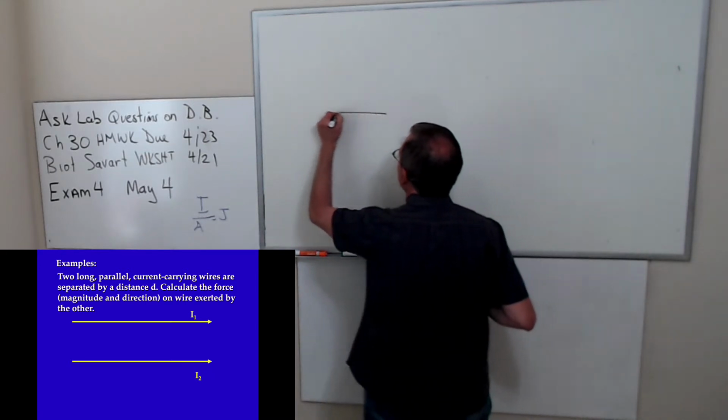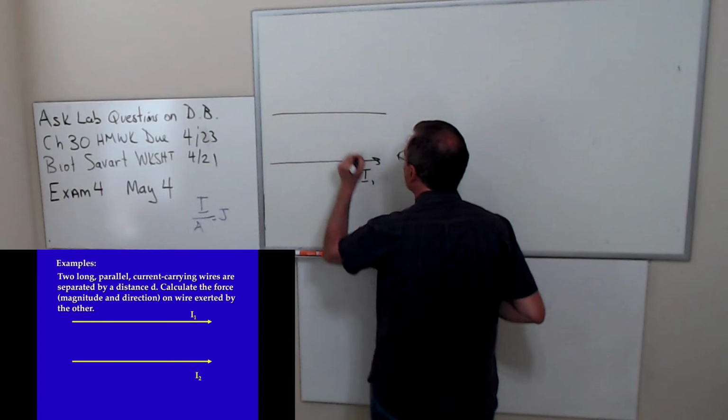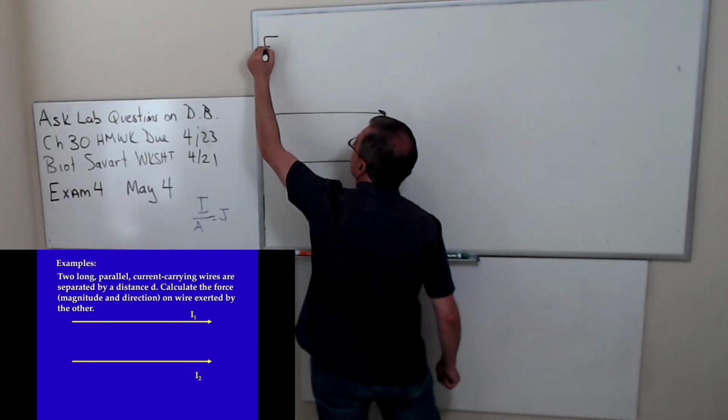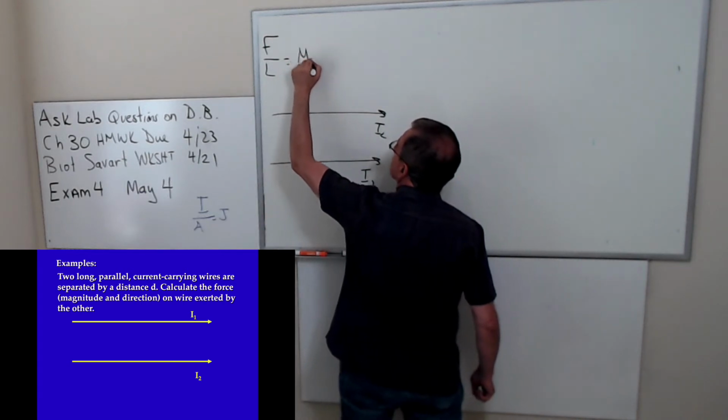We talked about the force between two current carrying wires, I1 and I2. And we calculated the force per unit length on each of the wires, and we got the following expression.